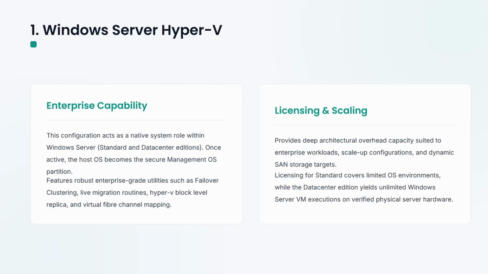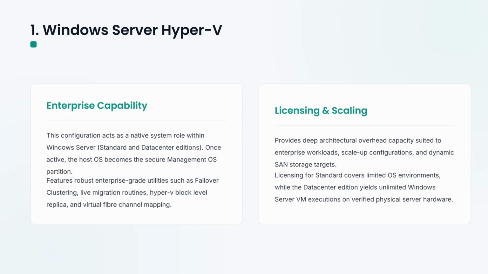So predominantly, Hyper-V is used in a large enterprise production environment as a Type 1 hypervisor, which is a role and a feature that gets installed on Windows Server Standard and Data Center editions. And this is where the host OS becomes the secure management OS partition.